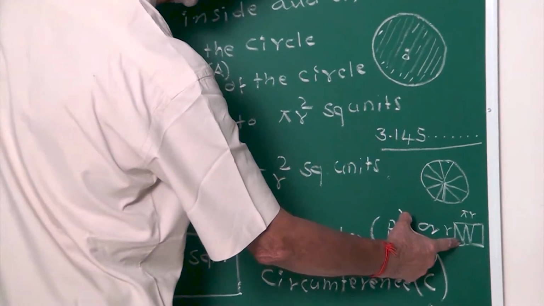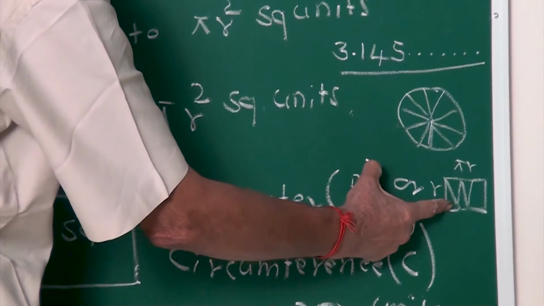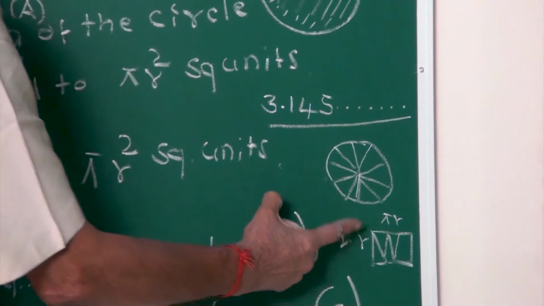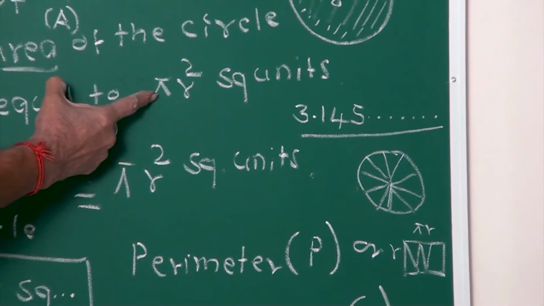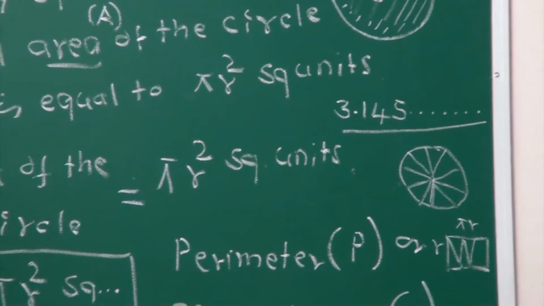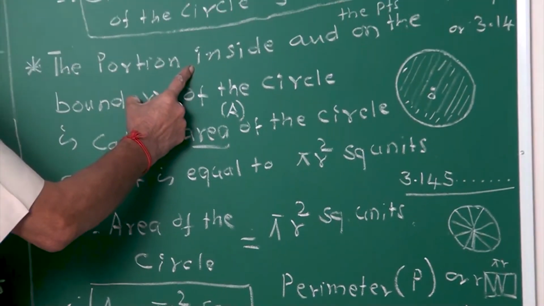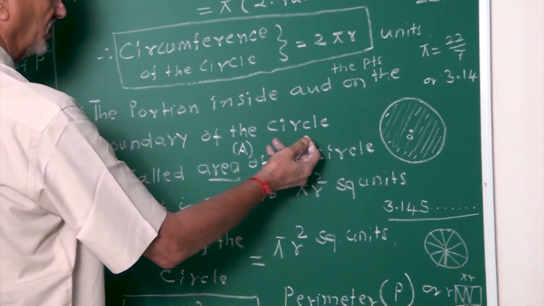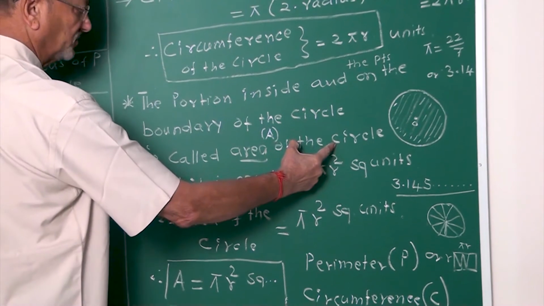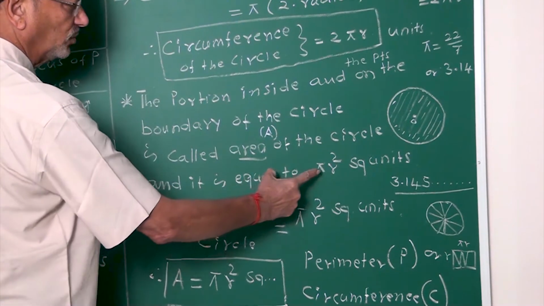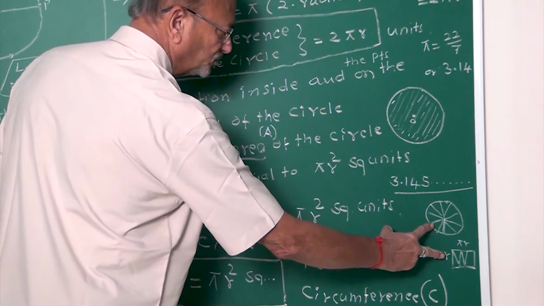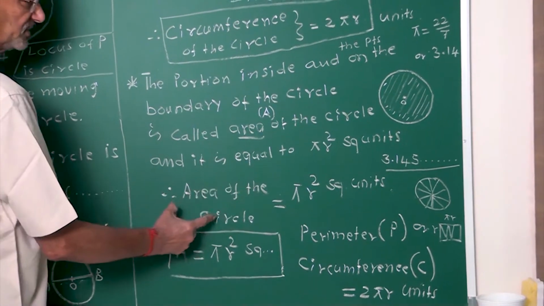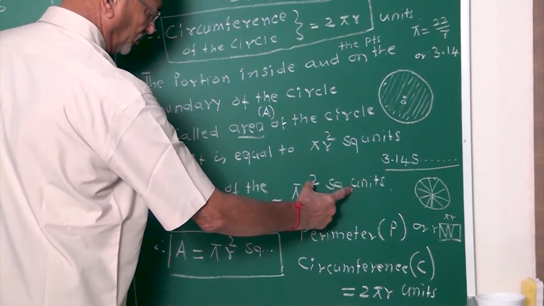Then what is the area of the rectangle? Area of the circle equals area of the rectangle, which is length into breadth, pi r into r. What is pi r into r? It is pi r square. Therefore, the portion inside and on the boundary points of the circle is called the area of the circle, and it is equal to pi r square. My friends, like this you get it. Practical knowledge. Therefore, area of the circle equals pi r square units.